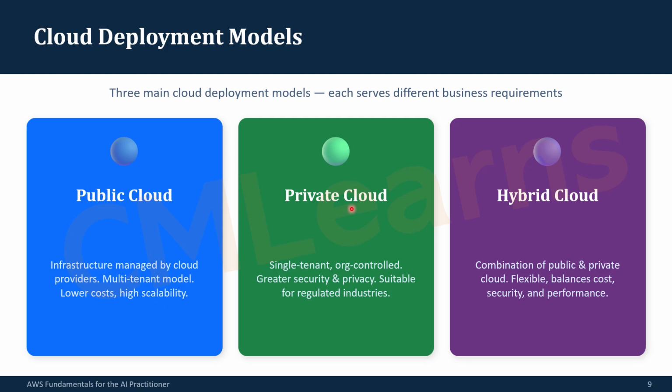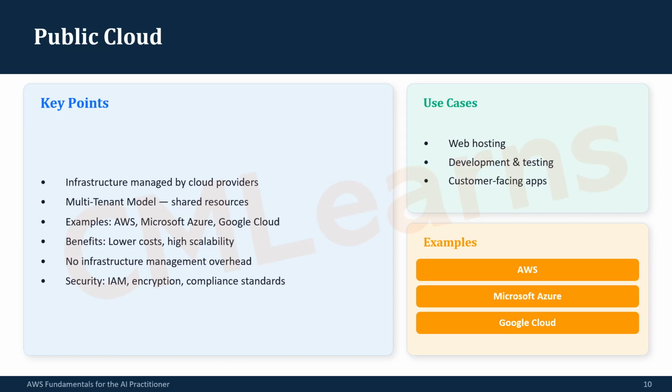And what about the private cloud? As the name suggests, there is only a single tenant: only one organization will be using that cloud. So there is much more control and security for privacy, which is suitable for regulated industries like healthcare and finance. You will need a private cloud rather than the public cloud there. And the hybrid cloud is a combination of the good things from the public as well as the private cloud. It's flexible and balanced. It is much more cost effective in comparison with the private cloud, and security and performance are also there.